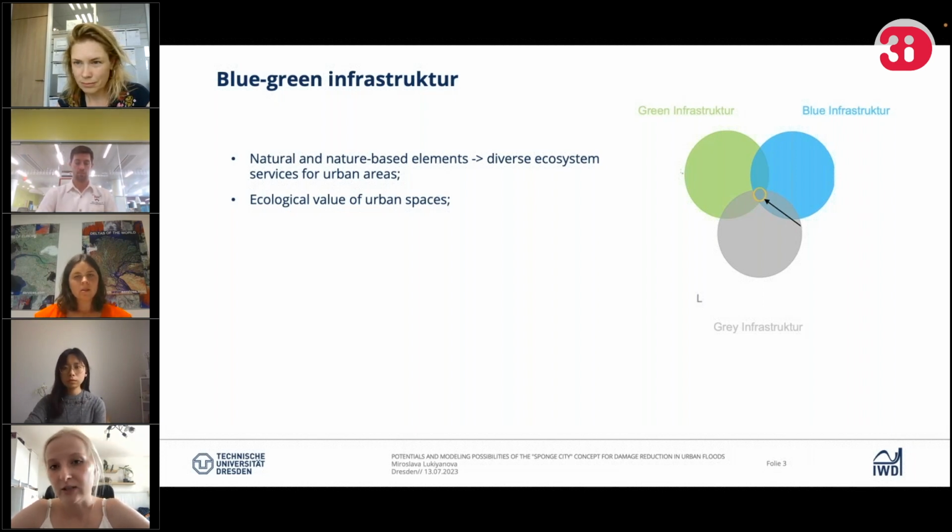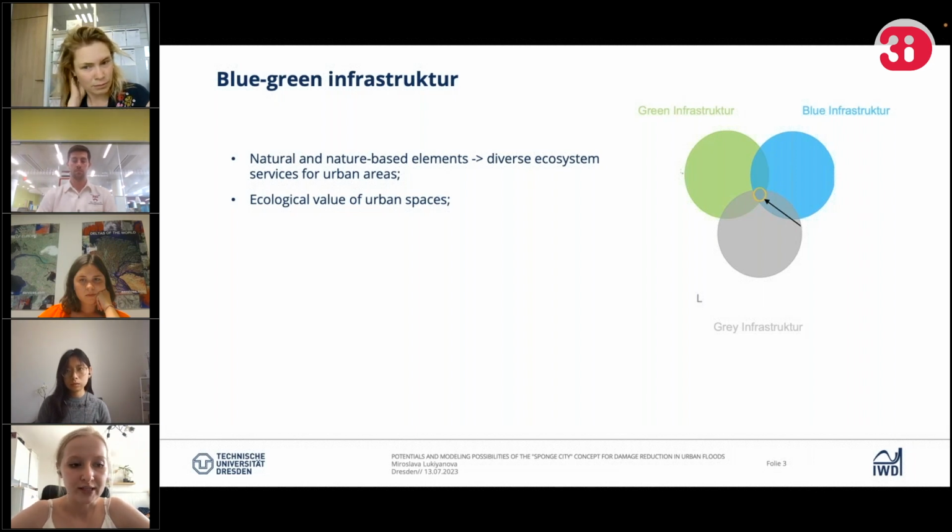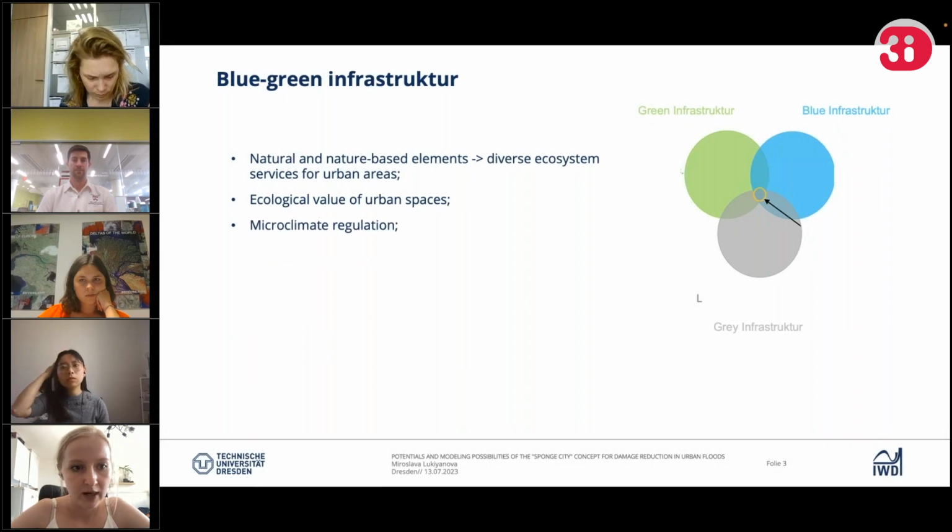In a modern city, we cannot do without gray infrastructure. That's why it's important to find the middle point which connects all of these parts of infrastructure, because in our city we have big buildings and a lot of streets, and all those surfaces we cannot just destroy. We should use them, but use them in a smarter, more green or natural way.